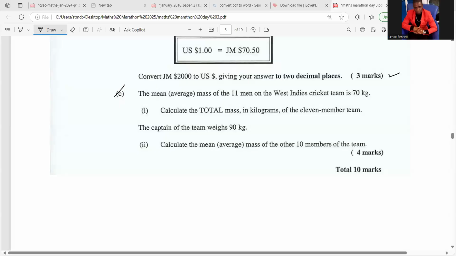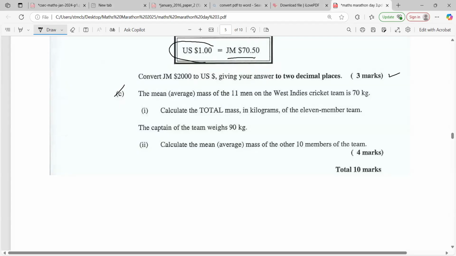All right, so next question. It says $1 is equal to Jamaican $70.50. So they want to convert 2,000 Jamaican dollars to US. That one is pretty straightforward, right? Because look at it. If $1 is equal to Jamaican $70.50, that means if you have 2,000 Jamaican, it's going to be a smaller number, right?